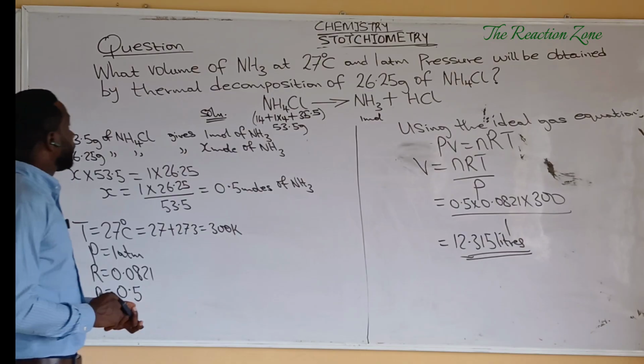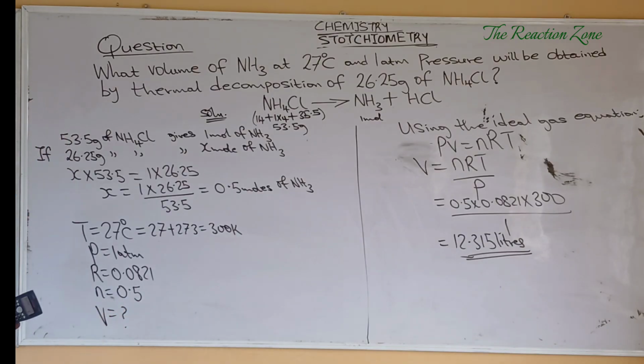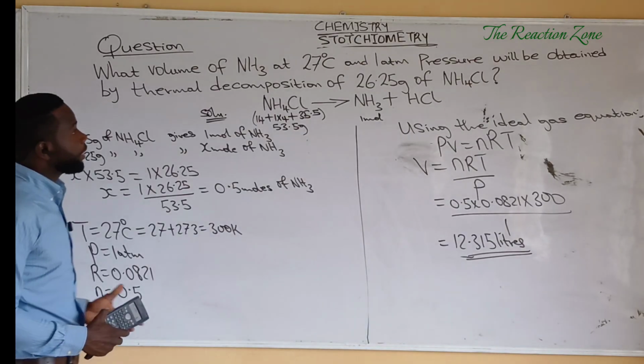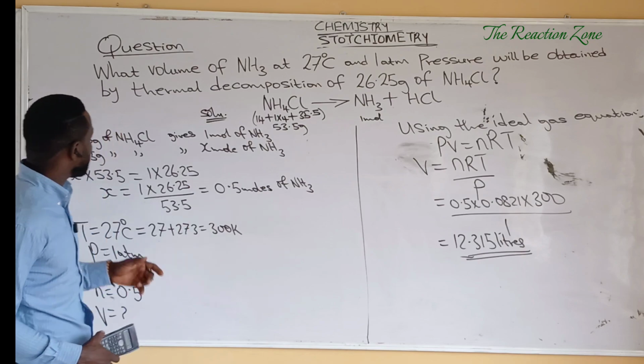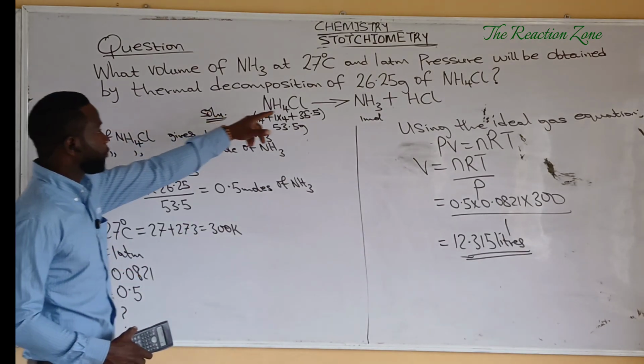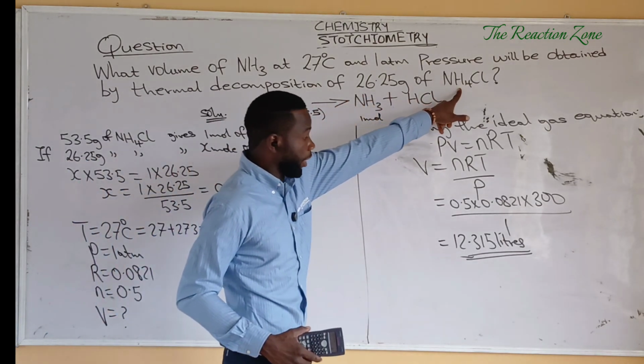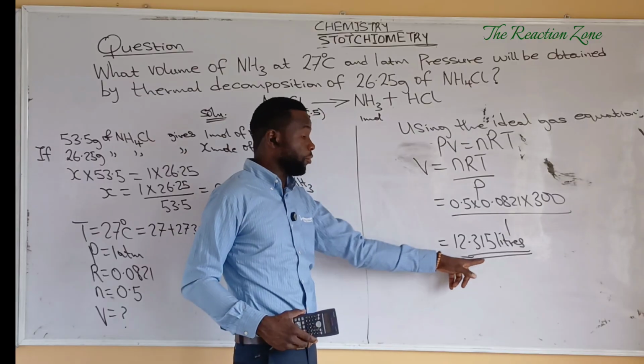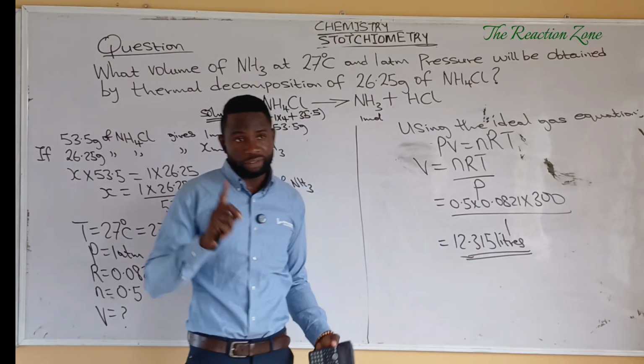So, the volume of ammonia at 27 degrees Celsius and 1 atm pressure that will be obtained by the thermal decomposition of 26.25 grams of ammonium chloride is 12.315 liters.